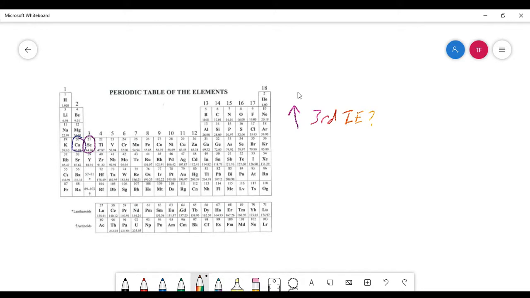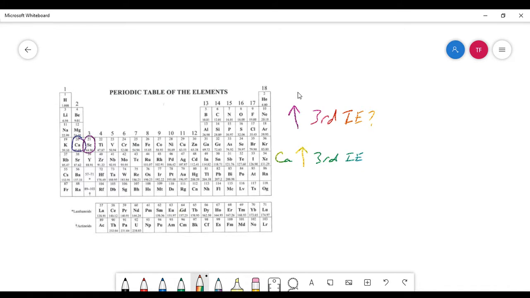Well, if you look at it, when calcium removes 2 electrons, 1, 2, it's 2 valence electrons, the third electron has to come from a lower energy level, which is much closer to the nucleus, meaning there's a much stronger force on it. So it's going to have a very high third ionization energy because that third electron comes from a lower energy level, which is a closer distance to the nucleus.